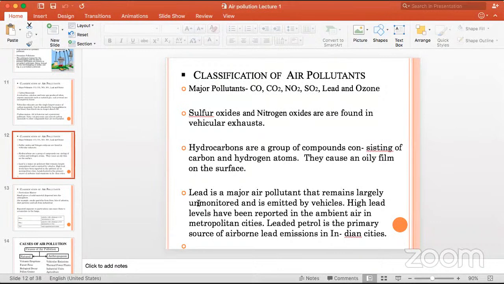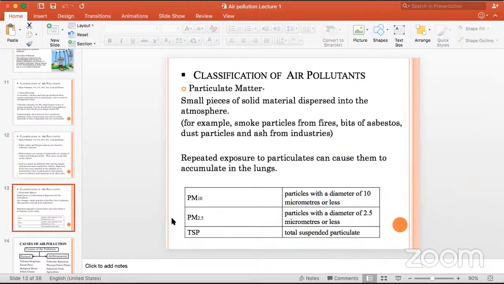And largely in your big cities, in the metropolitan cities, lead is found in huge amounts. Leaded petrol is the primary source of lead emissions in our Indian cities. So it's actually a very dangerous thing. Then you must have seen on the website, there was PM10 and PM2.5. These are tracked in your National Air Quality Index.